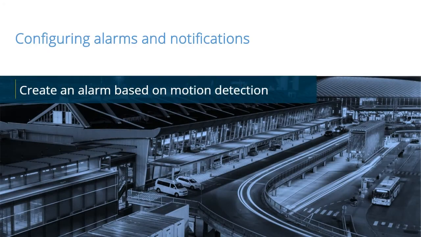To enable clients to respond quickly to situations that need attention, you must configure a VMS to detect problems and then send emails and text messages to the proper resources. In this video tutorial, you will learn how to create an alarm based on motion detection.